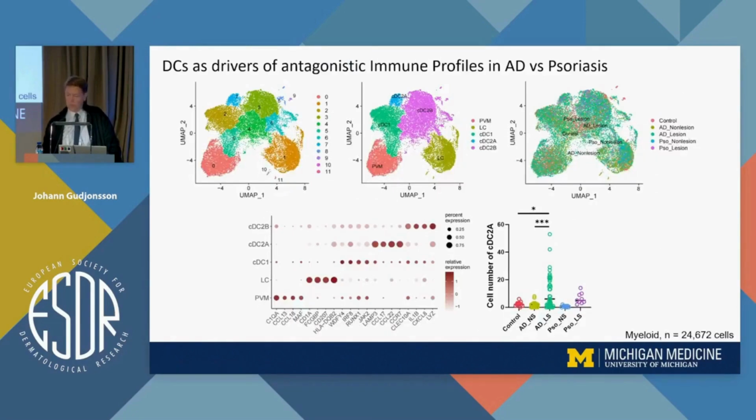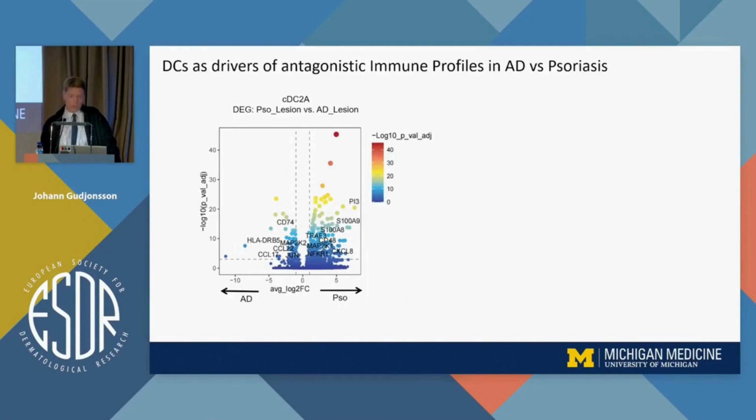You can also look at this. This is just focusing on the dendritic cells. We have 12 subclusters of dendritic cells. You can separate that into 5 major clusters, and then you can overlay the disease states to see how they're defined. You can see there's a little bit more psoriasis on this end and a little bit more atopic dermatitis on this end. These are the marker genes that you use to define these subsets, and then you can look at the cell numbers of the individual dendritic cells and see where it's actually skewed. You can see that the conventional dendritic cell 2A are much higher in atopic lesional skin compared to psoriasis. It's certainly a lot higher than you can see in non-lesional or control skin.